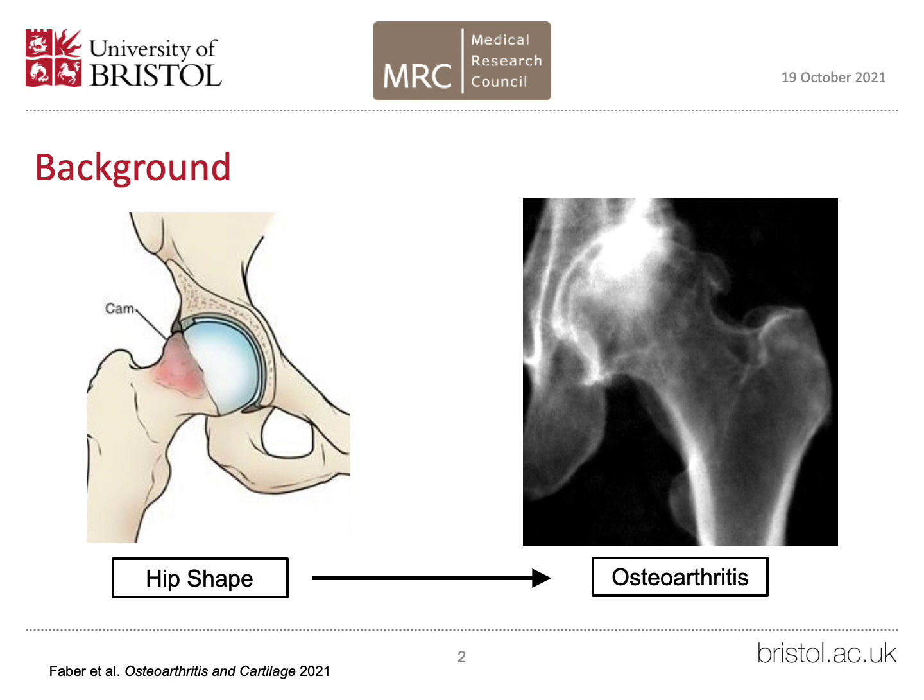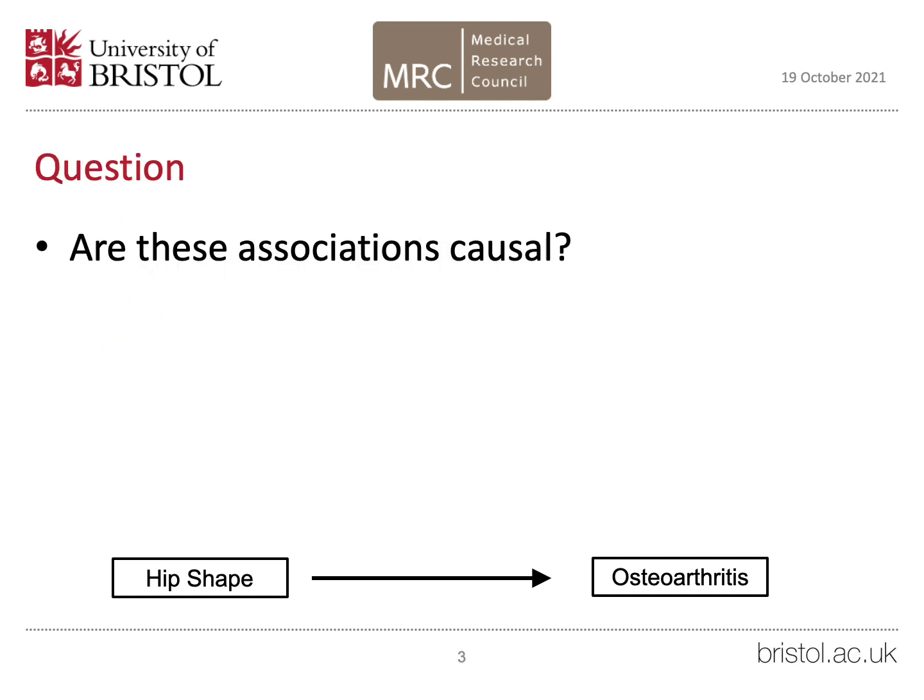Hip shape has long been proposed as a risk factor, in particular cam morphology, a bulging of the femoral head, pictured on the left. But the evidence for this association is all from observational studies. If we want to prevent OA by mitigating the consequences of hip shape, it's important to know that hip shape is causing OA, and this is difficult to assess with observational data.